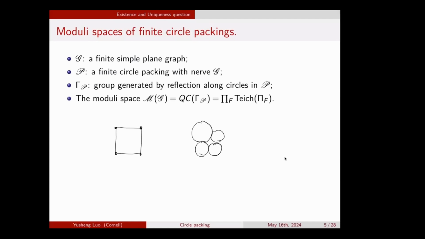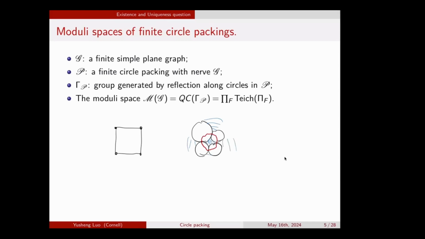So this is its index 2 subgroup, some planar group. And in this particular example, this is a quasi-Fuchsian representation. Quasi-Fuchsian group, its limit set is going to be a quasi-circle here. And it divides the plane into two regions.